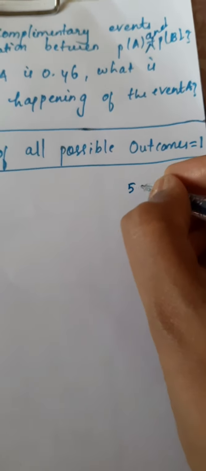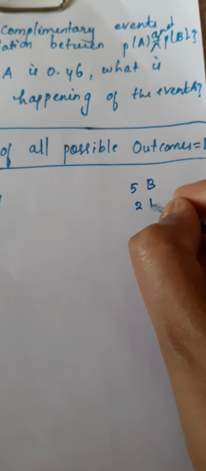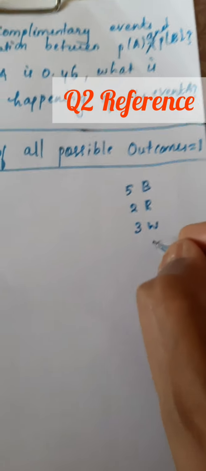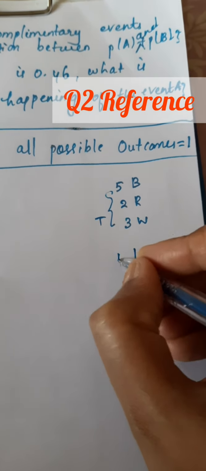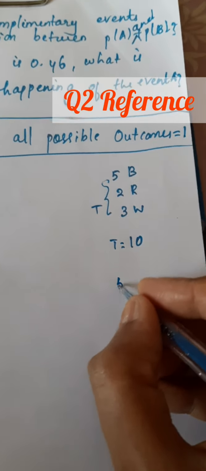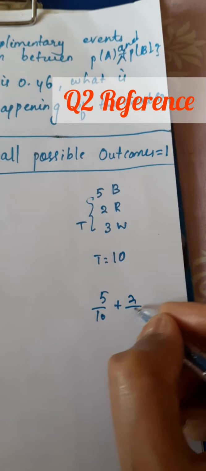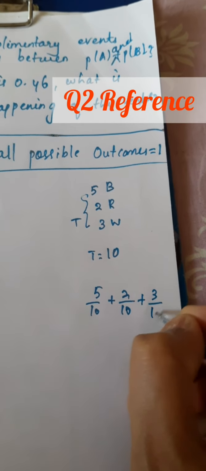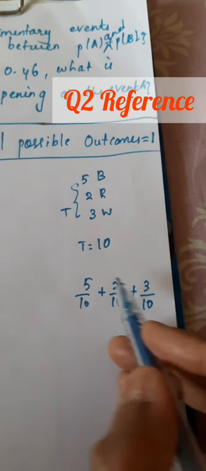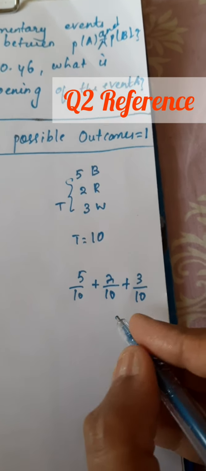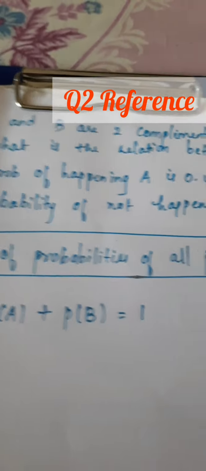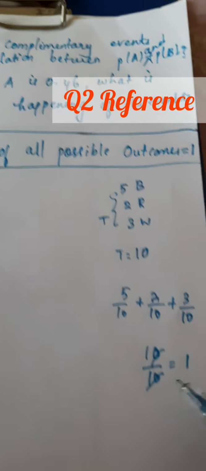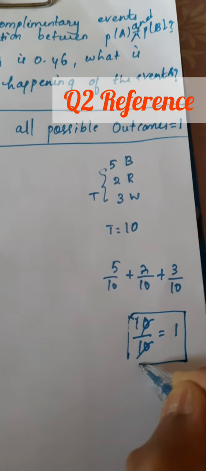Here I'm showing the reference of question 2. We had 5 black balls, 2 red balls and 3 white balls. So the total is 10. 5 plus 2 plus 3 is 10. For black balls, it becomes 5 by 10. For red, 2 by 10. For white, it's 3 by 10. When you sum up all those, 5 plus 2 plus 3, because they are like fractions, the denominator is the same, it becomes 10 by 10, 1. So that is what we are trying to prove here. The sum of all probabilities is equal to 1.